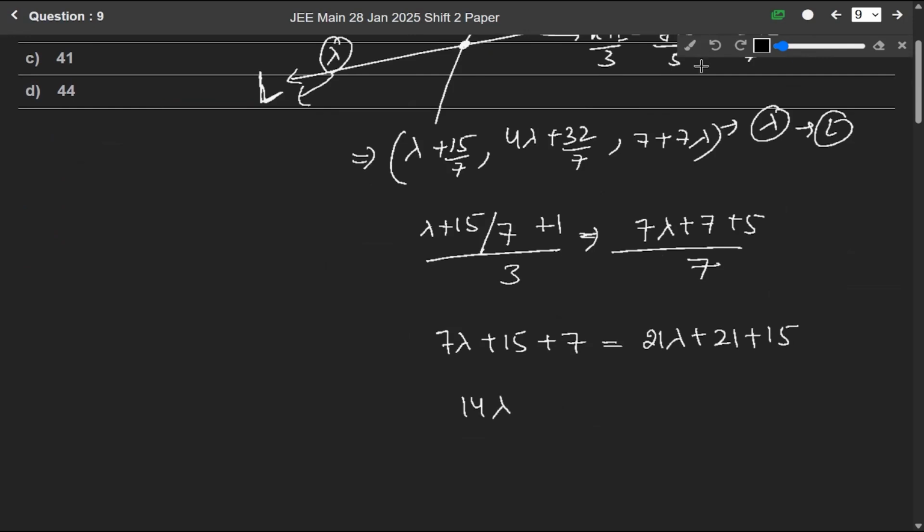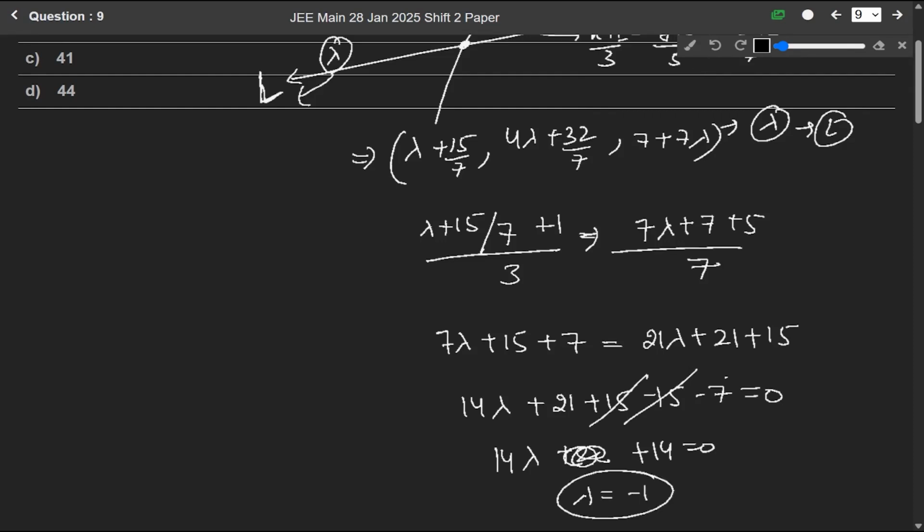So 14 lambda plus 21 plus 15 minus 15 minus 7 will be equal to 0. So 14 lambda plus 20 plus 14 will be equal to 0. So lambda will be equal to minus 1.